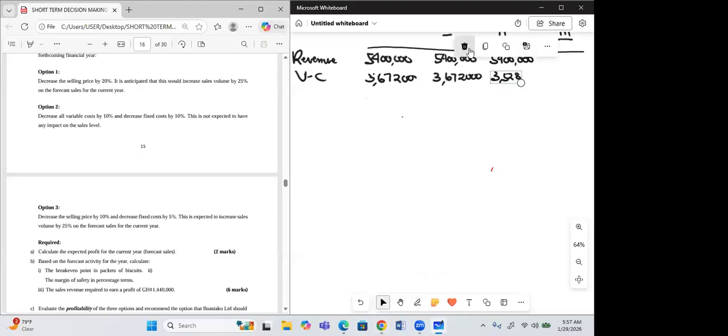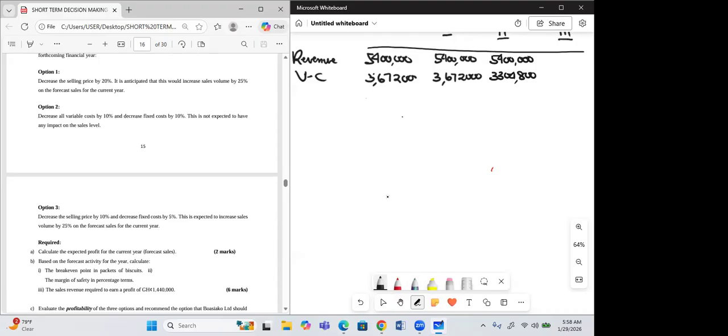Please, when you are evaluating options of profitability, these are some of the issues. You need to take your time and watch the figures. 3,304,800.